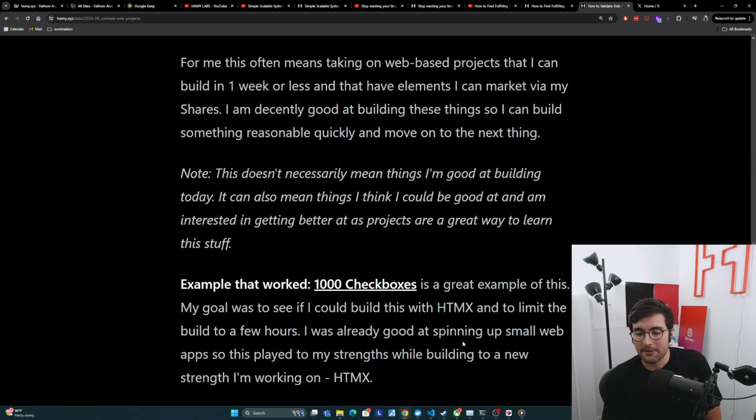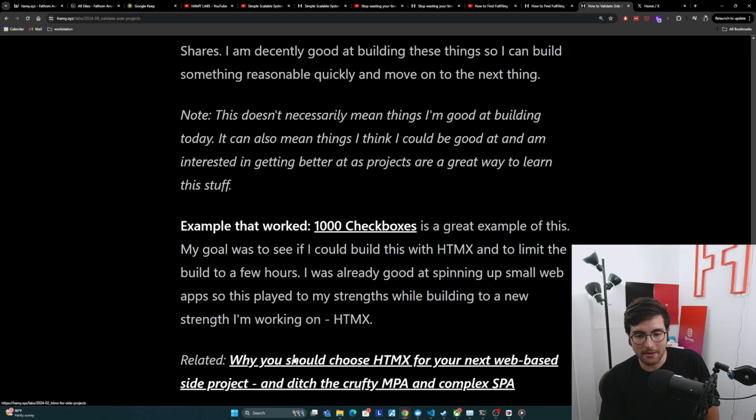And I was already really good at spinning up small web apps. This is the whole reason I built CloudSeed, so that I can spin up a web app in a few hours and get on with my life. So this played to my strengths while building a new strength I'm working on, which is HTMX. That's an example of doing the 95% of the boring stuff I already know, and then just a tiny bit of new stuff with my innovation budget.